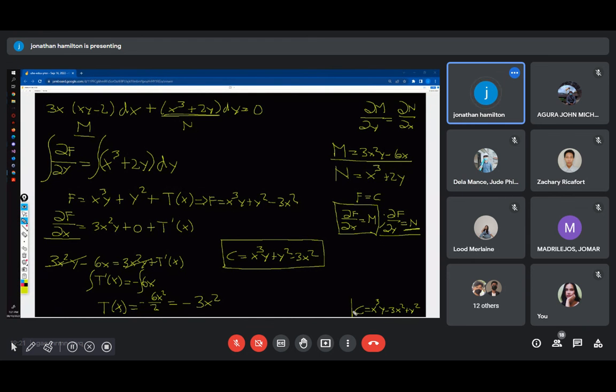And if mabantayan ninyo, same gyud siya answer sa other side sa equation, which means na sakto ang atong answer sa beginning. So nag-check lang ta if sakto ang atong answer. So kani ang method for solving for exact equations.